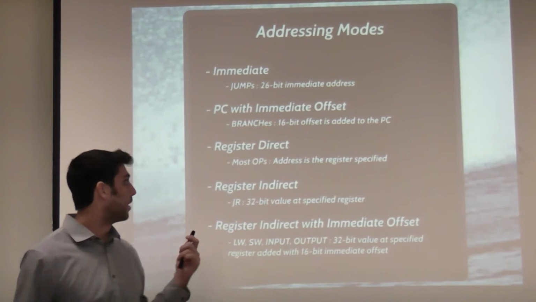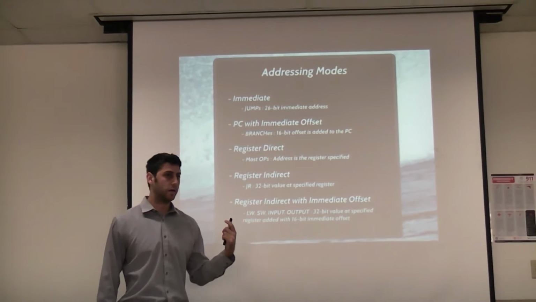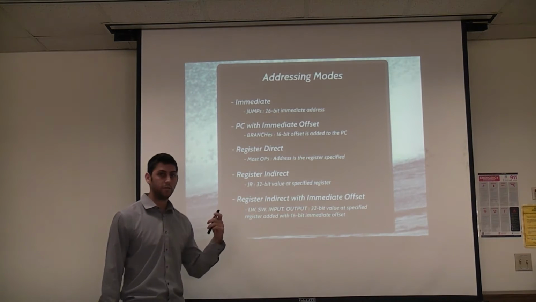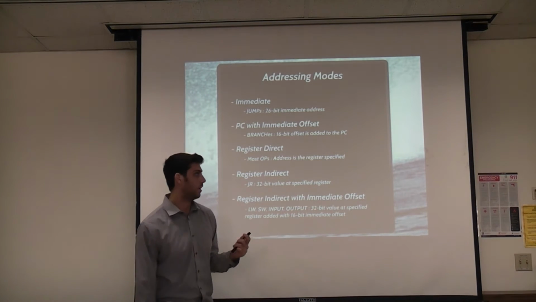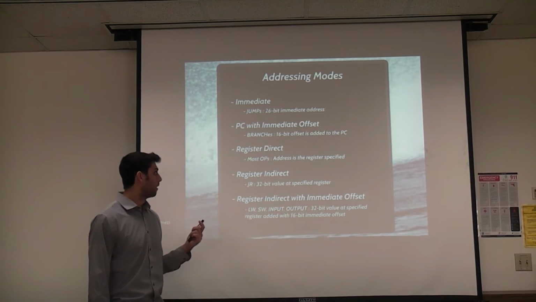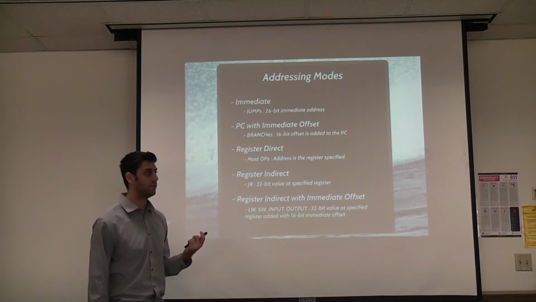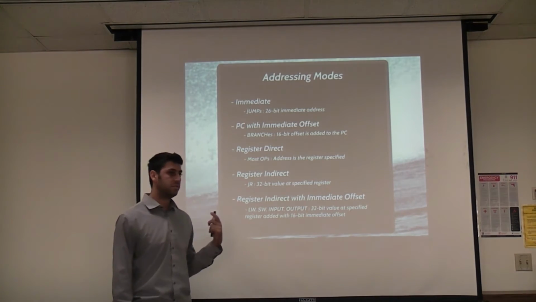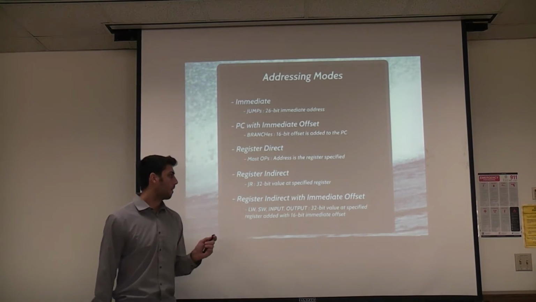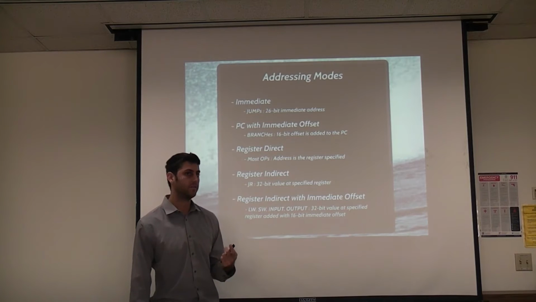So addressing modes. So a couple different kinds. We have immediate addressing, so that's going to be used for jumps, where the address we want to jump to is provided with the instruction. We have PC with immediate offset, so that's going to be used for branches, where the immediate provided in the instruction is added to the PC as an offset. Register direct is going to be used for most arithmetic operations, as well as shifts, where the address is the register specified.